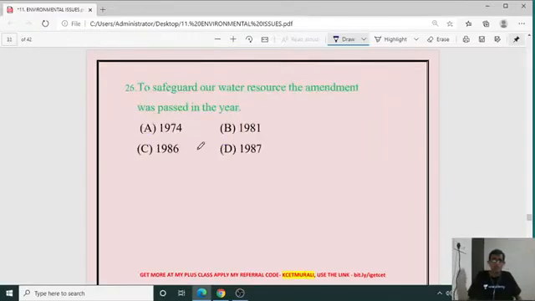Okay. Next, 26th question. To safeguard our water resources, the amendment was passed in the year. Means the Water Protection Act. That amendment was passed by the government of India in the year 1974. So the Water Prevention and Protection Act was passed by the government of India in 1974. Yes, Devish. Namaste. 26th question, A is the right answer.